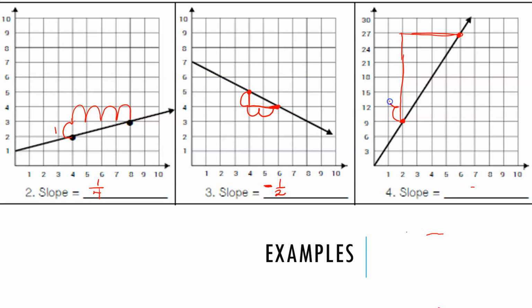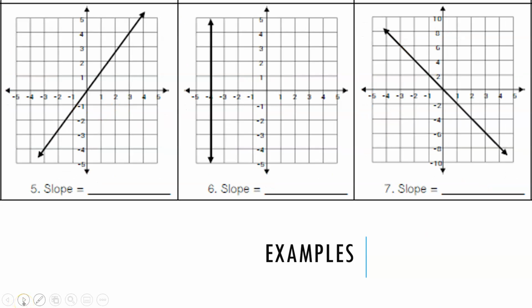So we're going to count rise over run. So our rise is 1, 2, 3, 4, 5, 6 over 1, 2, 3, 4. So we're going to reduce that to lowest terms. So I have 3 halves. Okay, let's figure this one out. I'm going to find my good points here. I think I have to go all the way down here, all the way up here.